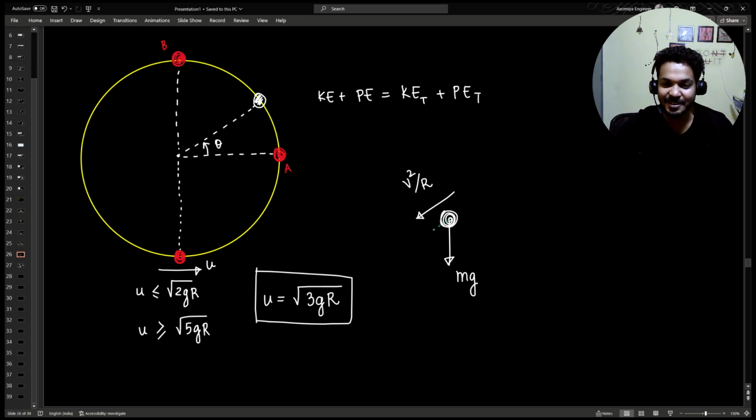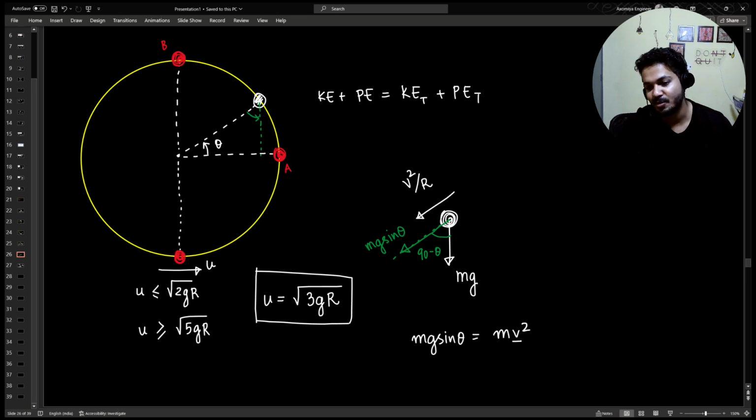Okay, so find out the component of mg, because if this angle here is theta and I have dropped a perpendicular, don't we know this angle? How much is this angle right here? 90 minus theta. If this is 90 minus theta, tell me the component of mg along this direction. This is going to be mg sine theta. So from NLM, guys, tell me what is the equation I'm going to write. I'm going to write mg sine theta equals what? M into v square by r.